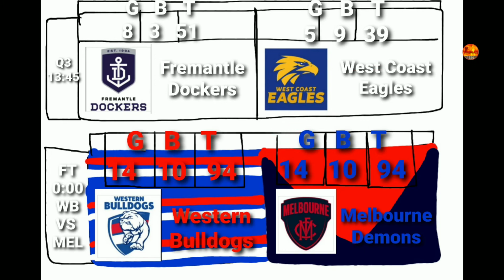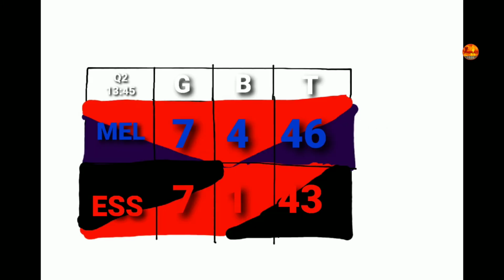Again, let me know in the comments which one is your favourite. This is the second last scoreboard that I'm going to be going through. So you can see there, little box for the time, 13:45, goals behinds total. And you can see again, team colours have been used in a big flag for all of the scoreboard. Looks effective for this one.